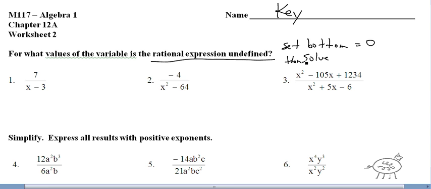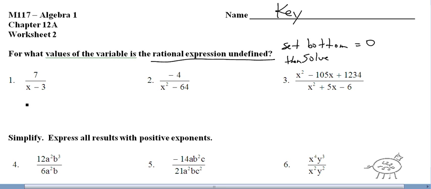Because you're trying to say if the bottom is equal to 0, it's undefined, right? Isn't 5 over 0 undefined? It's not 5 and it's not 1 or 0. 5 over 0 is undefined. So if the denominator, and look at the directions they're talking about, for what value of the variable is a rational expression undefined? Those are the questions that are going to be asked on a quiz or test.